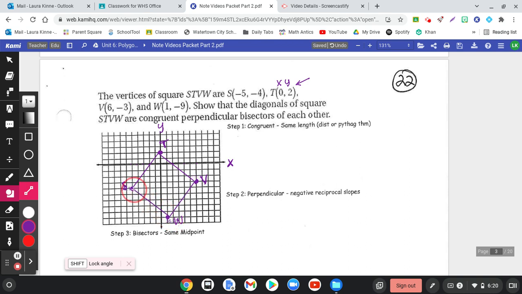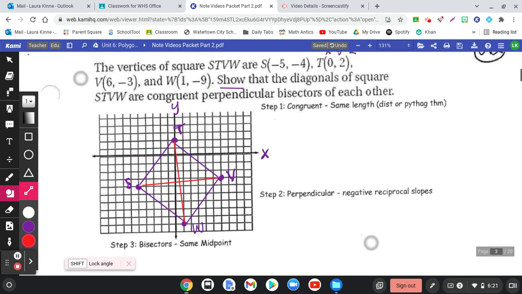All right, now this question's telling us to show, and this word show is sometimes replaced with the word prove, that the diagonals are congruent perpendicular bisectors. So first of all, diagonals go from one vertex to the opposite one. So SV is one of them. And the other one is TW. I'm going to actually zoom in a little bit.